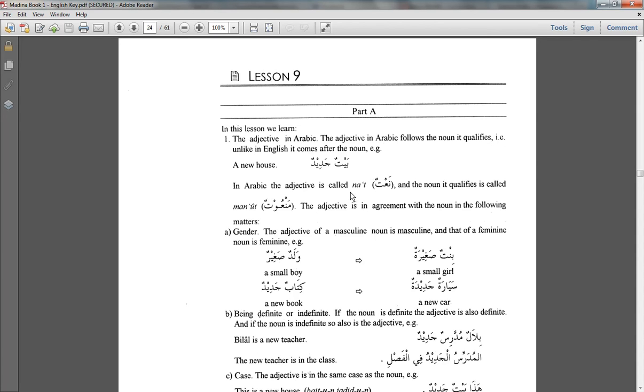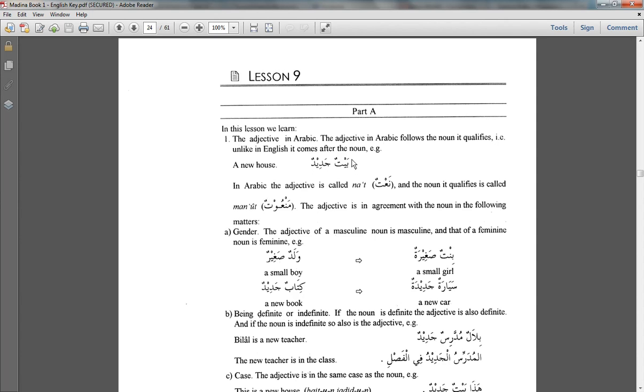In Arabic, the adjective is called na'at, and like I said, also it's called sifa, and the noun it qualifies is called man'ut or mawsuf. The adjective is in agreement with the noun in the following matters. So look at the example carefully. Baytun jadidun. So you have baytun, it has dhamma. Jadidun, it has dhamma. Baytun is masculine. Jadidun is masculine. Baytun is singular. Jadidun is singular.